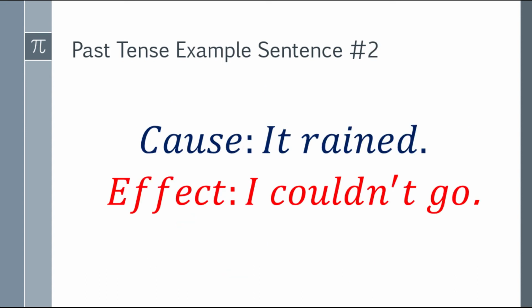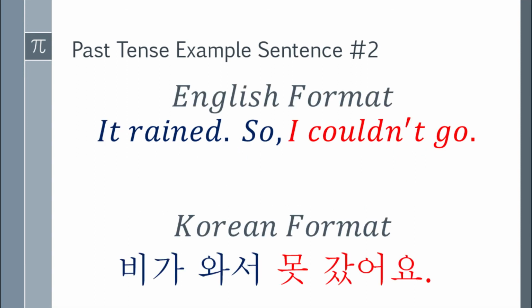Another example is, ang cause natin is, it rained. Umulan. So yung effect na, I couldn't go. In English format, it rained, so I couldn't go. Korean format, that will be, 비가 와서 못 갔어요. So, ang ulan is 비.